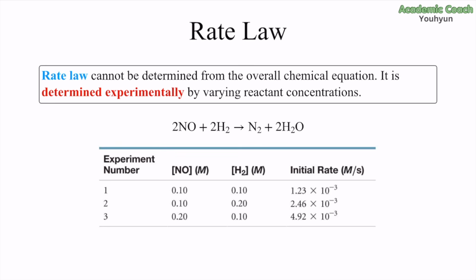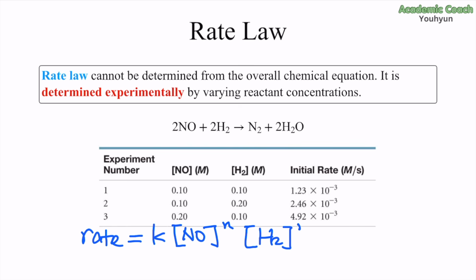First off, I'm going to write the rate law as rate is equal to k times concentration of NO to the power of n times concentration of H2 to the power of m. We need to find n and m to complete this rate law equation. And there is a really easy way to do it. Out of these three experiments, you are going to pick two and compare them.